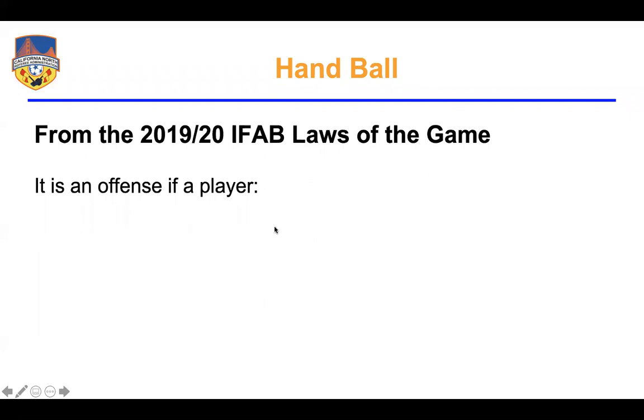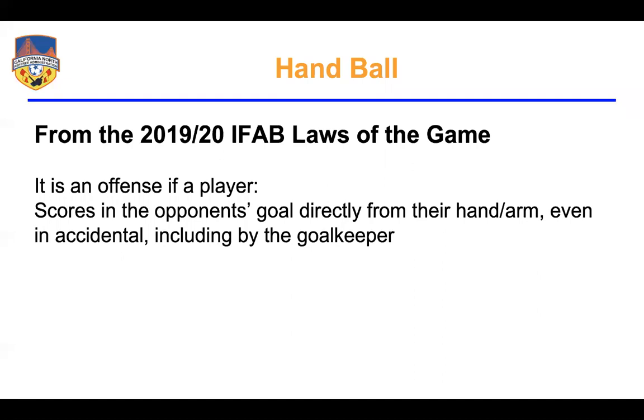All right. It is also an offense if a player scores in the opponent's goal directly from their hand or their arm, even if it's accidental, and that includes the other team's goalkeeper. So if for some reason a goalkeeper is in the other penalty area, in their attacking penalty area, they come up for a corner kick when they're losing by a goal. That's usually when you see it. If it accidentally goes off the arm of one of the attacking players directly into the opponent's goal, that's automatically a handball, even if it's accidental.